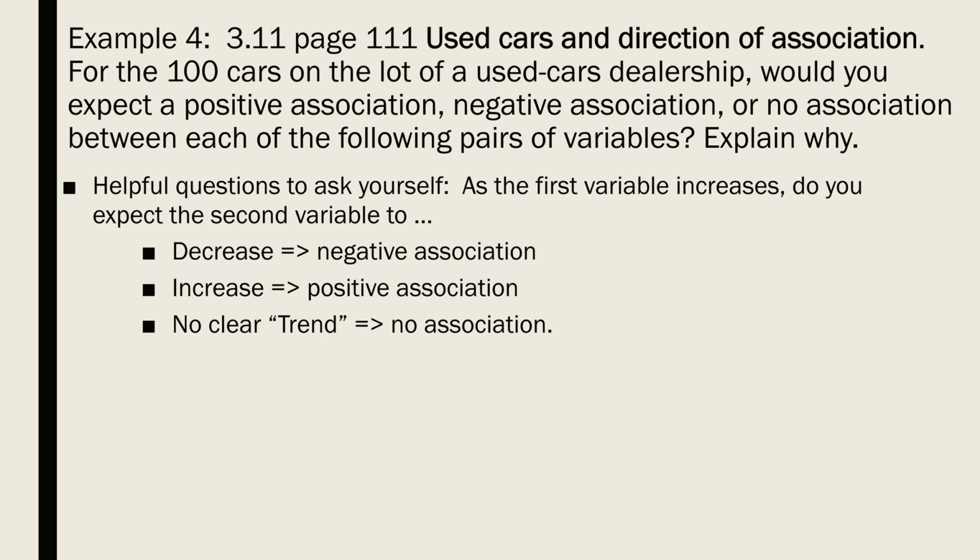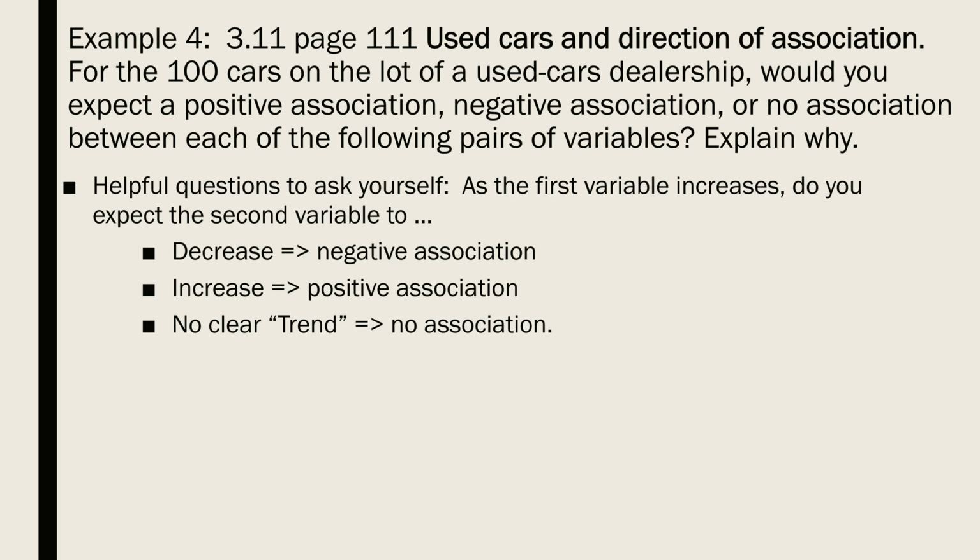In this example, we are going to learn about association between two quantitative variables. For 100 cars sold on the lot of a used car dealership, would you expect a positive association, negative association, or no association between each of the following pairs of variables? Explain why.